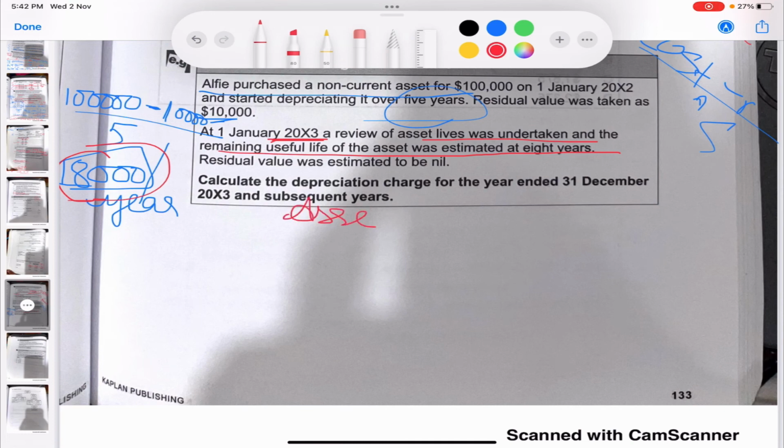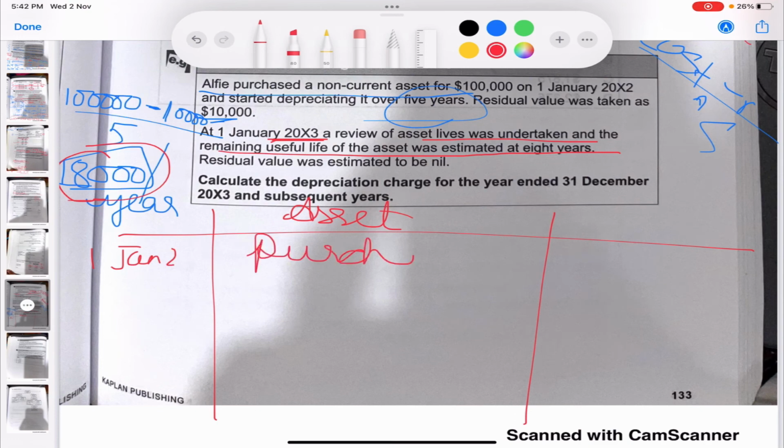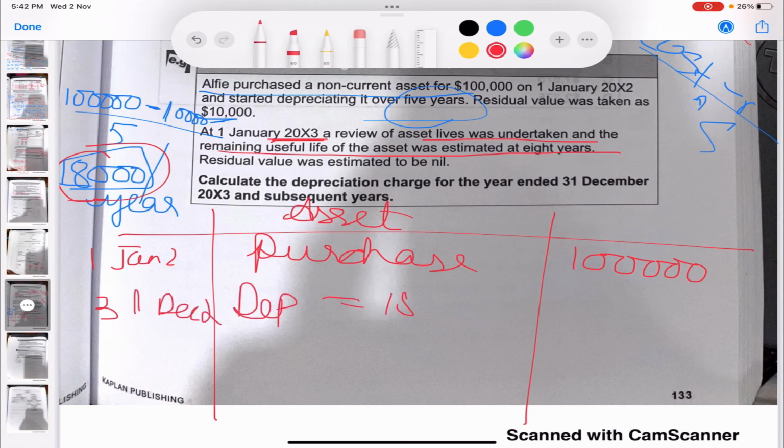Asset account: date, particulars, amount. On 1st January 2002, we purchase it for 1 lakh and depreciation every year is 18,000. So on 31st December 2002, we have a depreciation of 18,000, using the straight line method, calculated using the formula. So after 18,000, the carrying amount would be 82,000.